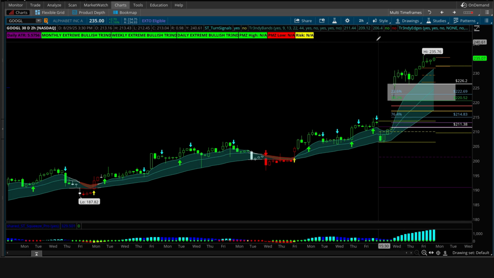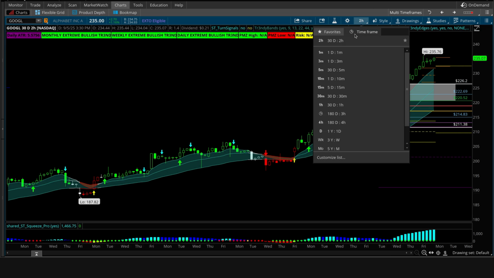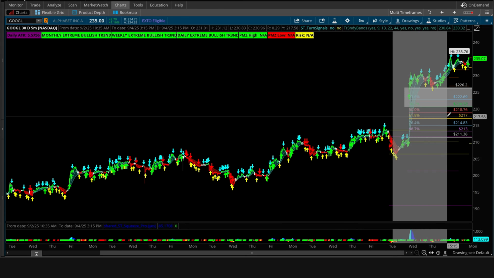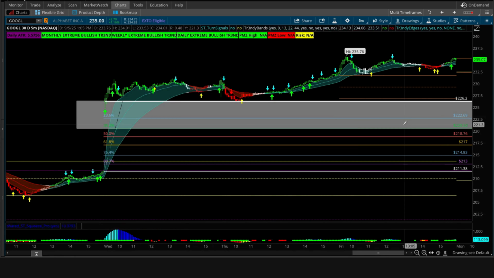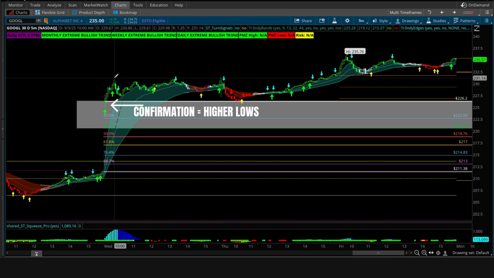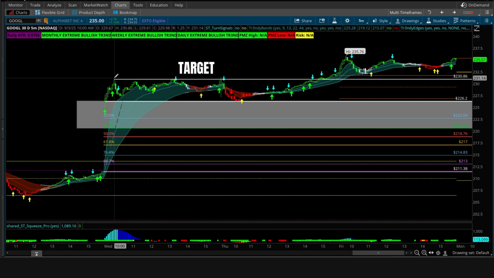Once I have this area identified, I then switch to a 5-minute chart, which is a chart that I use to day trade off of. Any pullback into this bullish channel is a dip buy opportunity, but I need to see confirmation that we are making higher lows inside of this channel. Once we get that pullback, I'm looking to trade back to the previous high. It makes for a high probability setup.